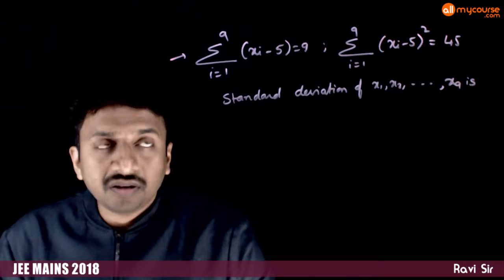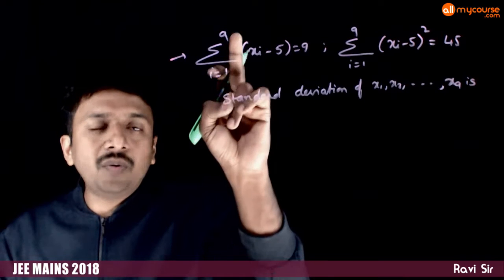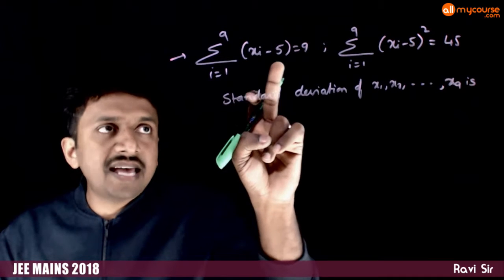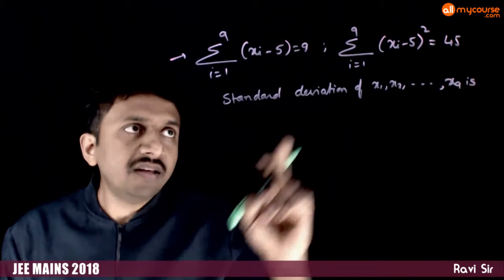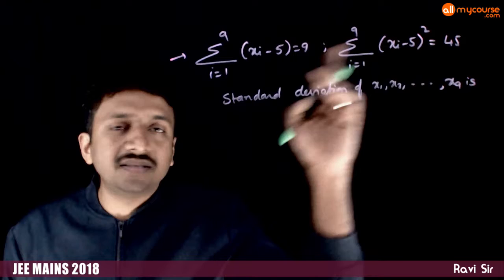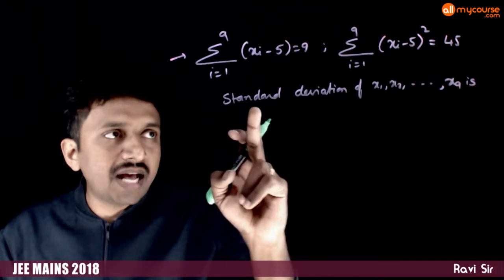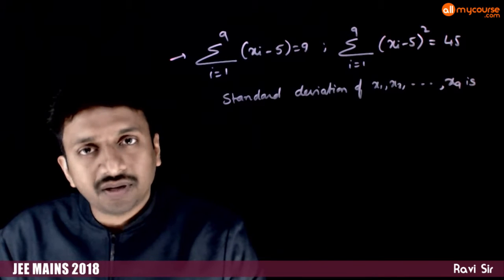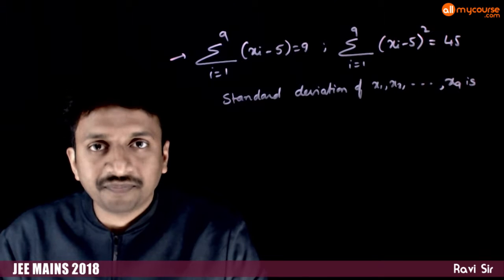In this question, you're given that sigma i equal to 1 to 9, xi minus 5 is equal to 9. Sigma i equal to 1 to 9, (xi minus 5) whole square is equal to 45. We're asked to find the standard deviation of x1, x2, and so on up to x9.